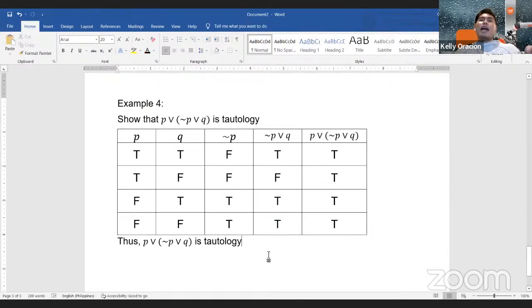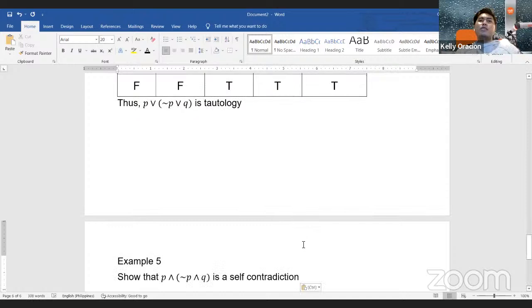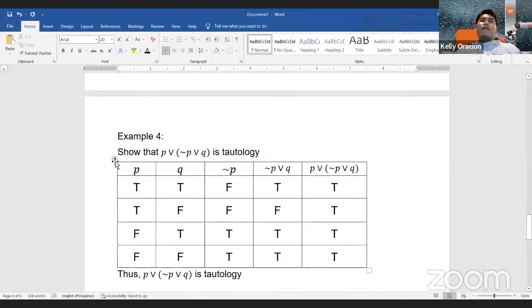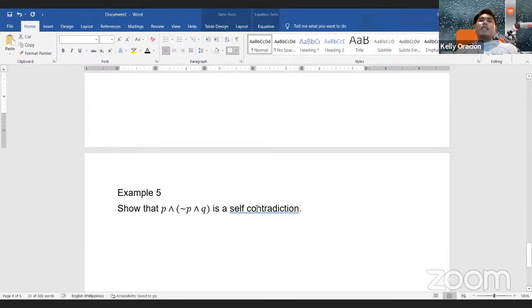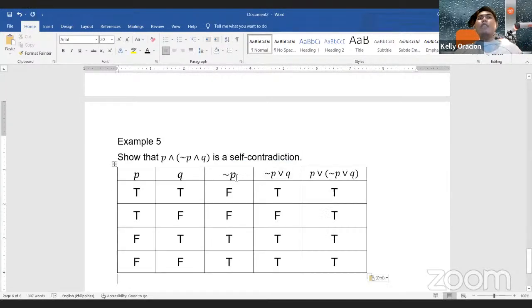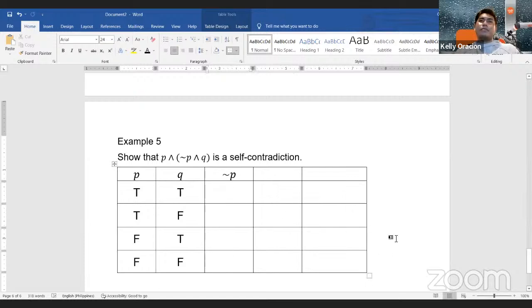And para dili na ta maglangan-langan pa, no? Let's focus on our example number 5, the last example, this one. You are going to show if this statement is a self-contradiction ba siya. Kamu daw answer, class, para ma-practice mo. Sige, kamu ma-solve ha para ma-practice mo. I will give you time for this.